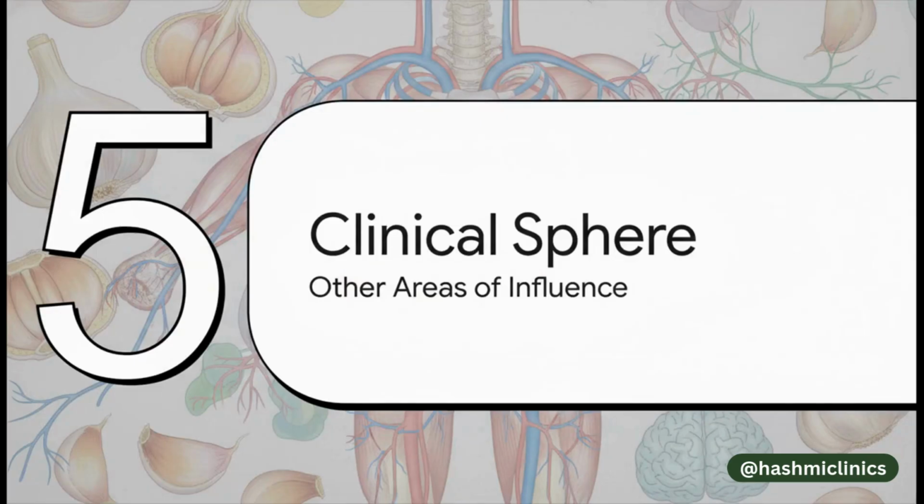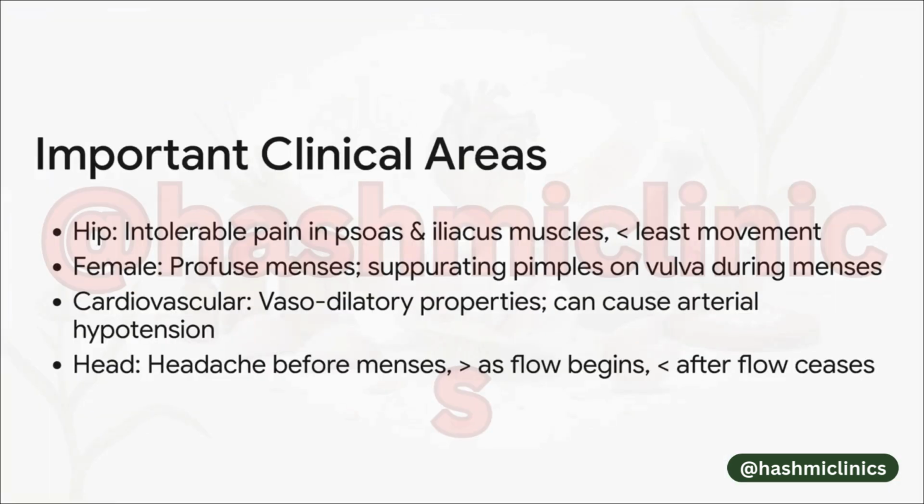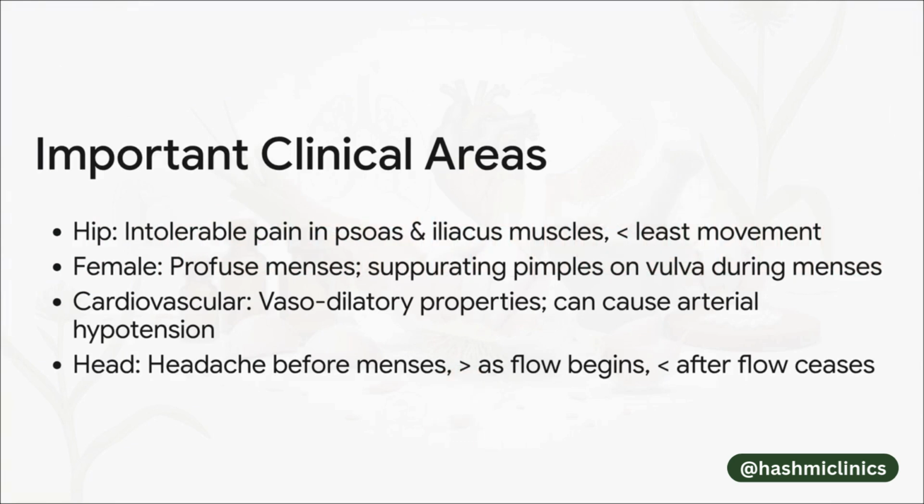Now, while the gut and lungs are clearly the epicenters, Allium sativum's influence definitely extends to other key clinical areas. And these symptoms can often be the final piece of the puzzle, the final confirmation for your prescription. So pay close attention to these clinical areas. First, that hip pain. It can be absolutely intolerable, located right in the psoas and iliacus muscles, and it's characteristically worse from the slightest movement.